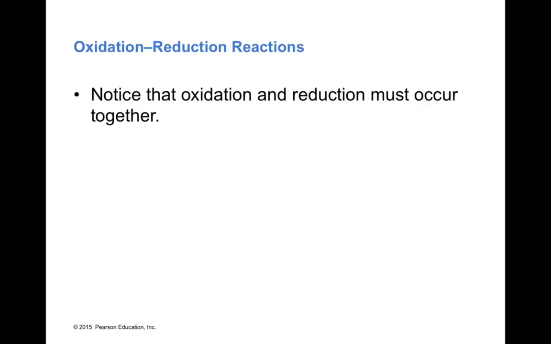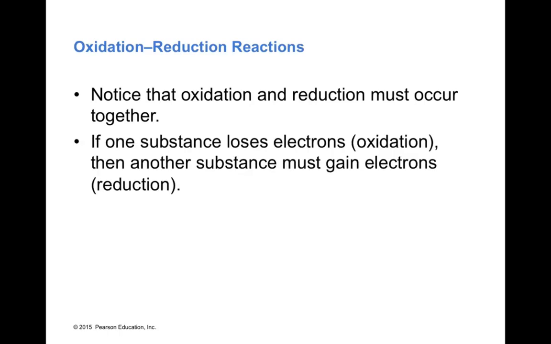Notice that oxidation and reduction must occur together. Okay, so if one compound loses an electron, there must be another ion that needs to gain that electron. So the one that is losing the electron experiences an oxidation, and the one that is gaining the electron experiences the reduction. Okay, so as you have one oxidation, there must be another ion that will be experiencing the reduction. If one substance loses electrons, that is oxidation, then another substance must gain electrons, that is the reduction.